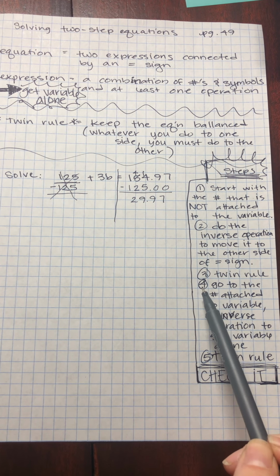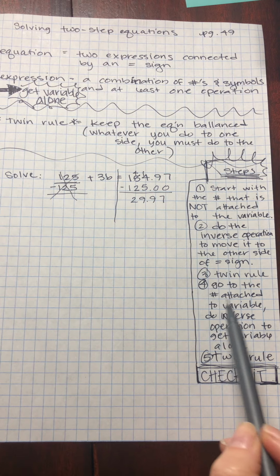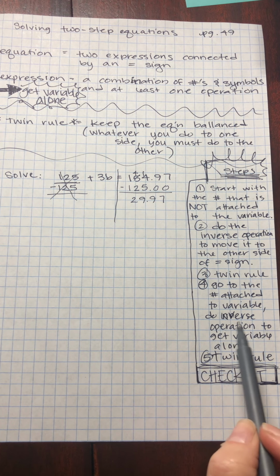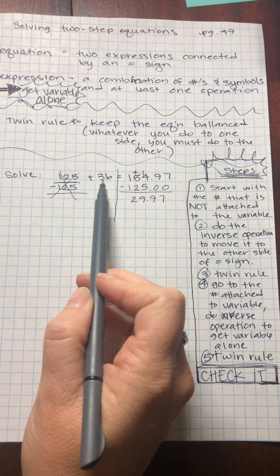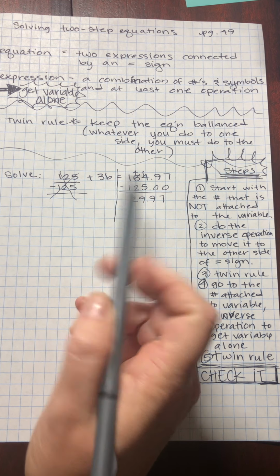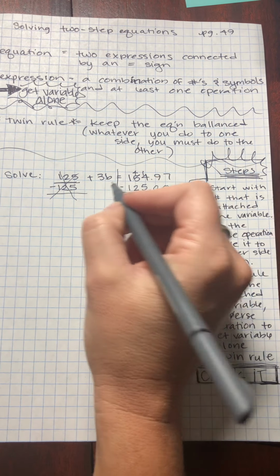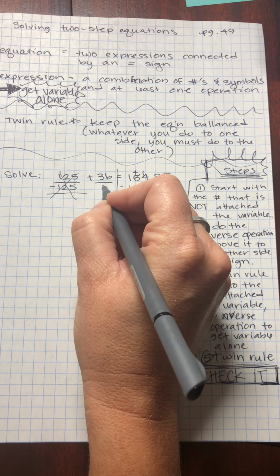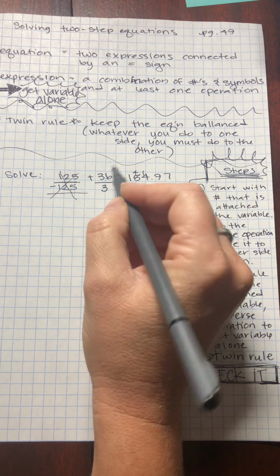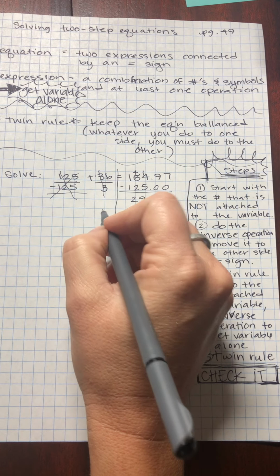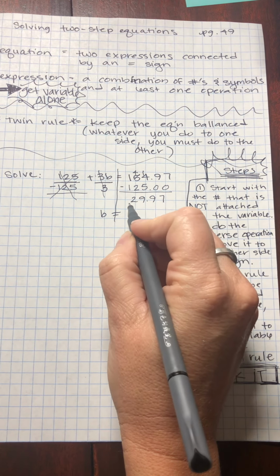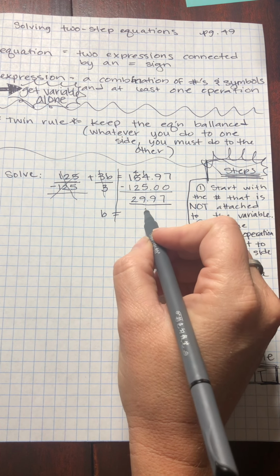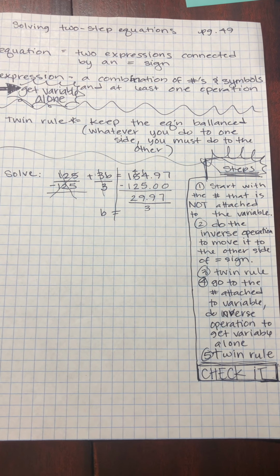So now we're on step 4. Go to the number that's attached to the variable and do the inverse operation. So we want to get the variable all by itself. We have a 3 times a b. That's how they're attached. So that means we need to divide it by 3. 3 divided by 3 is 1, so we're left with just a b on the left. So now we have to take 29 and 97/100ths and divide that by 3.